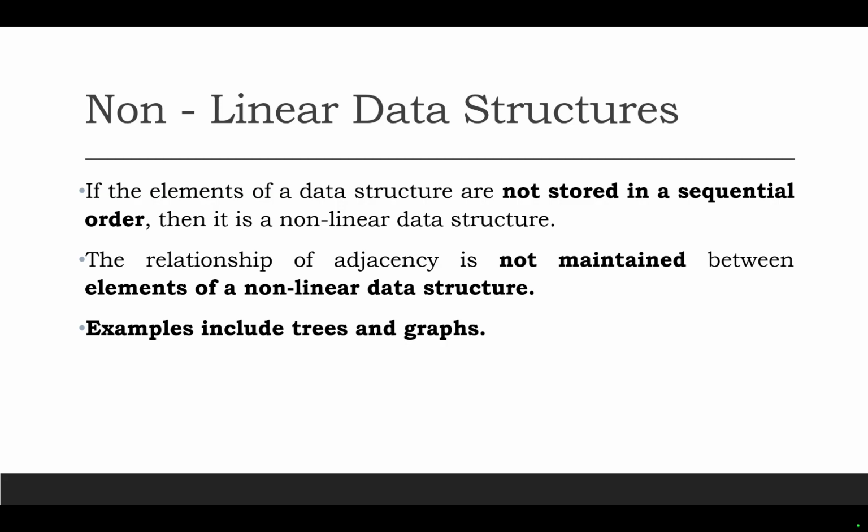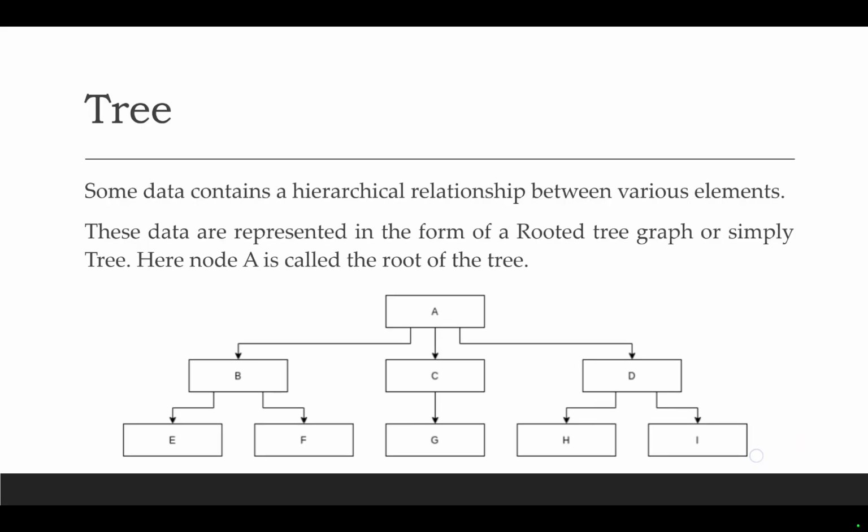Then non-linear data structure. Non-linear data structure means the elements are not stored in a sequential manner. The relationship of adjacency is not maintained between the elements of a non-linear data structure. The examples are tree and graph. So we are going to see about the tree concept here.